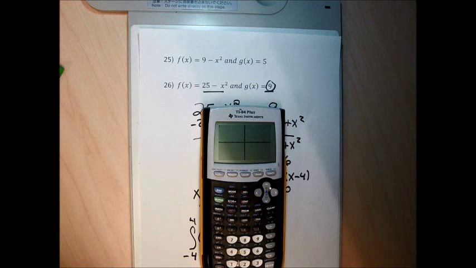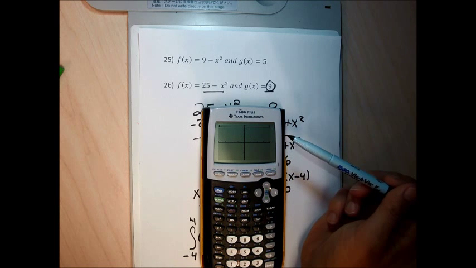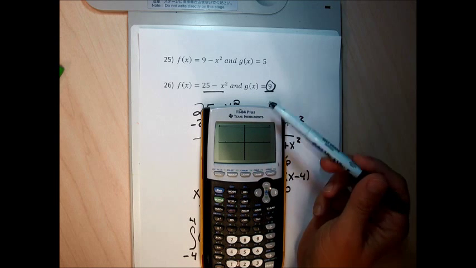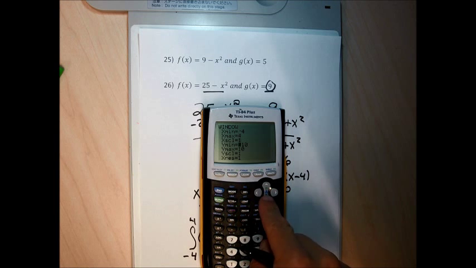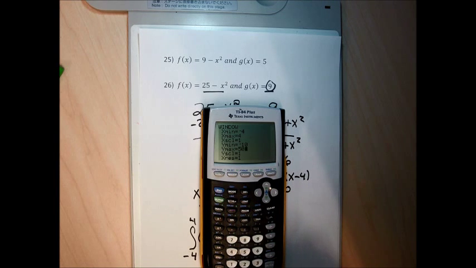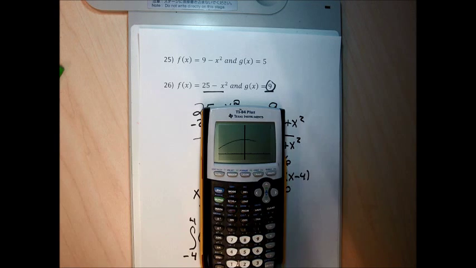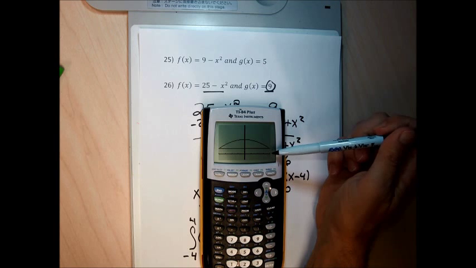But when I hit graph, there's the line. You can't see the parabola. In order to see the parabola, I think it's up higher. I'm going to make my y-max higher, and I'm not exactly sure how high to make my y max, but I'm just going to guess 50. Hit my graph button. There's the 25 minus x squared. There's the 9. That's perfect.